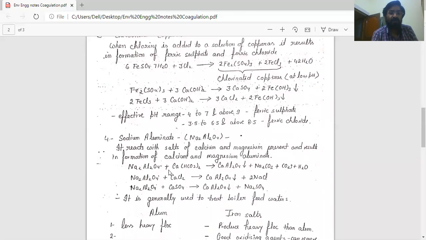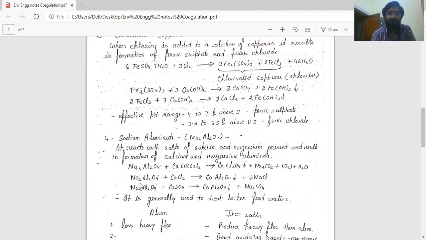The fourth coagulant is sodium aluminate, Na2Al2O4. It reacts with salts of calcium and magnesium present in water and results in the formation of calcium and magnesium aluminate. The reaction is Na2Al2O4 plus Ca(HCO3)2, calcium bicarbonate, giving CaAl2O4 at the bottom plus Na2CO3 plus CO2 plus H2O.